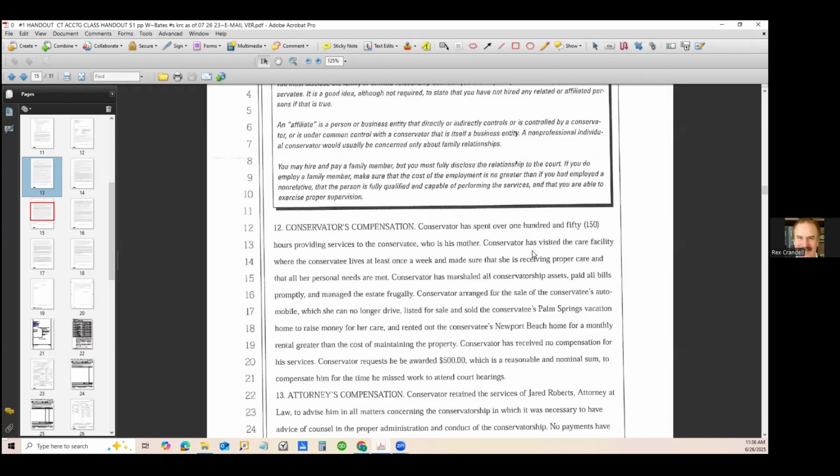In this case, they stated they visited the care facility to make sure she was clean, she was receiving proper care, all her personal needs were met, and scheduled and attended doctor appointments. I just put in things like that. And what they did, the conservator marshaled all the assets, paid the bills promptly, managed the estate frugally. Typically, that means there were no expenses that were questionable, or that I feel were questionable.